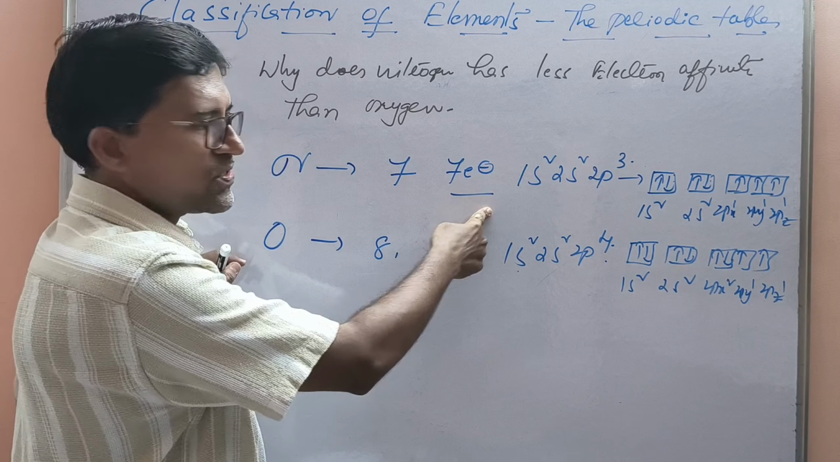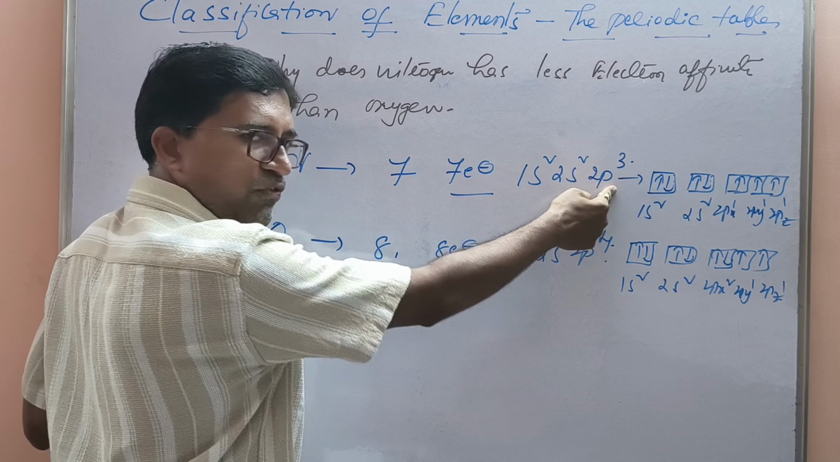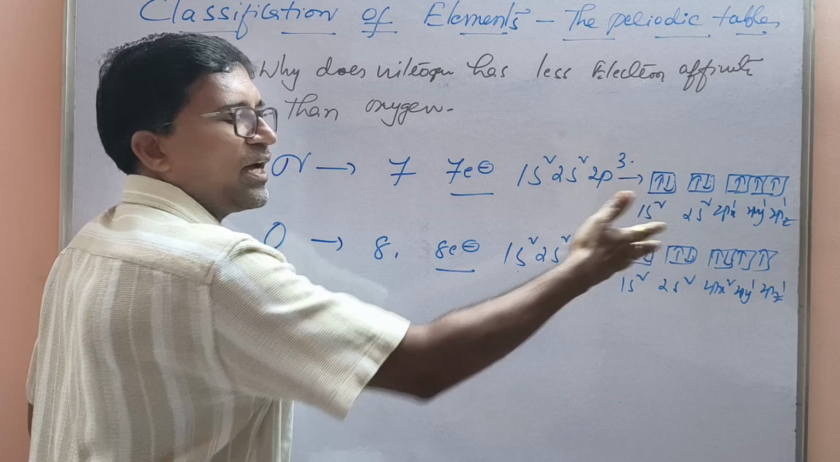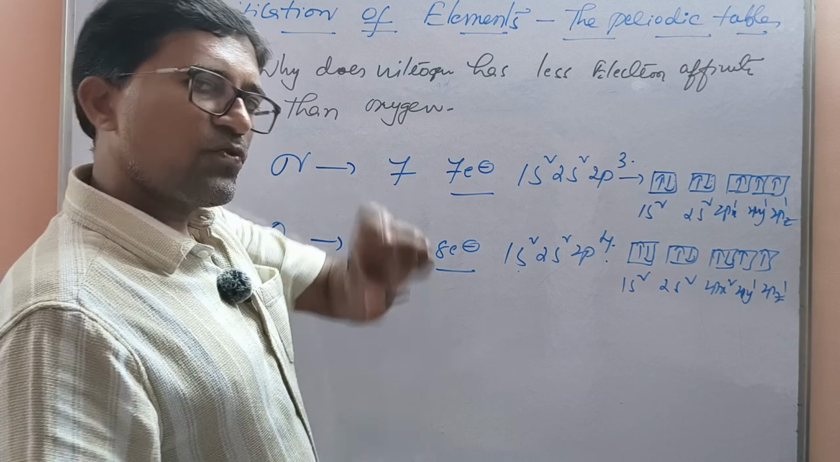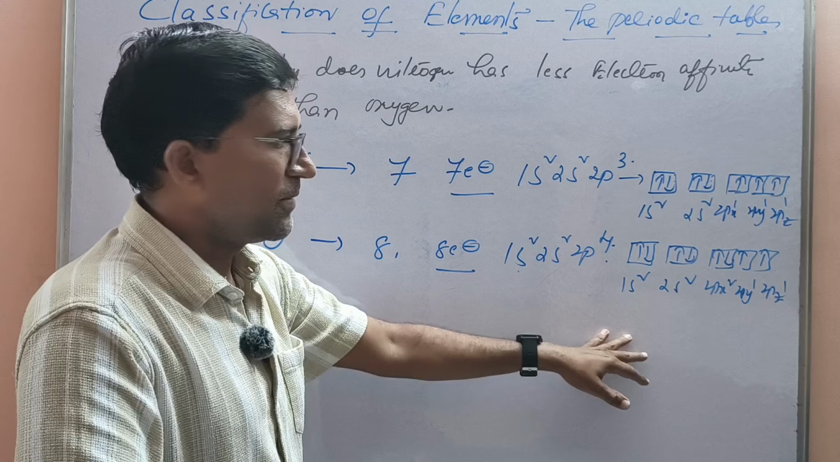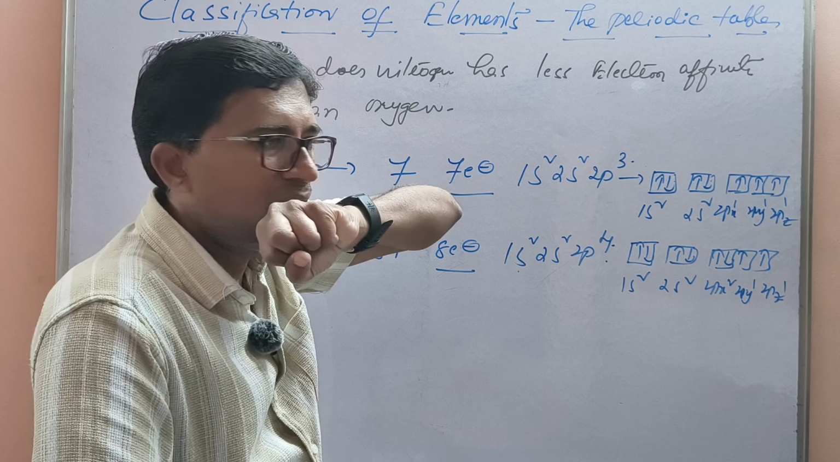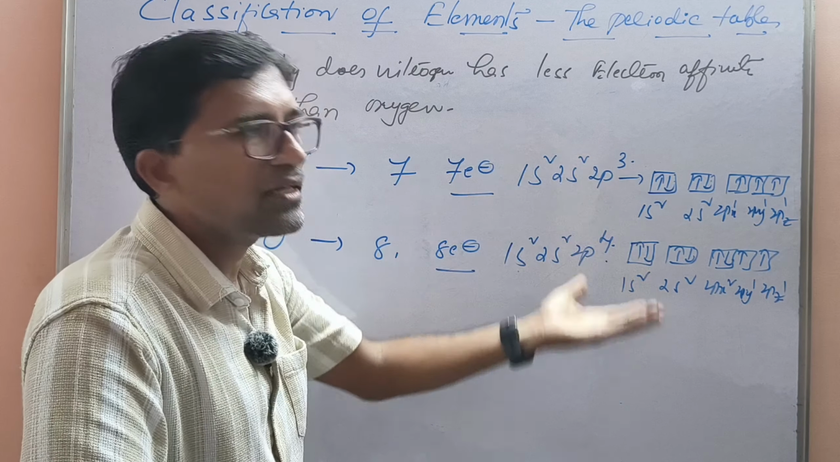Now if you observe the configurations, here it is 7 electrons, atomic number 7: 1s2, 2s2, 2p3. The p orbital is half filled. And here it is atomic number 8, 8 electrons, 1s2, 2s2, 2p4, more than half. As we discussed in my previous videos, according to electronic configuration, half-filled configuration is more stable: orbitals with half-filled electrons are more stable compared with more than half or less than half filled orbitals. Half-filled and fully filled orbitals are more stable compared with any other number of electrons.